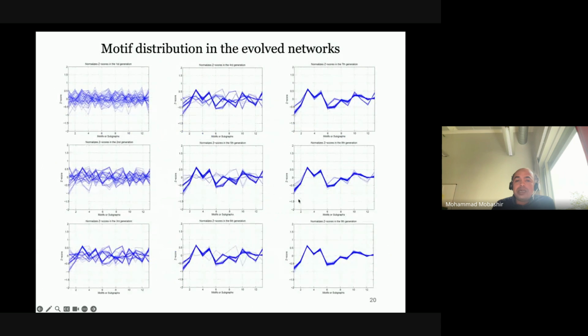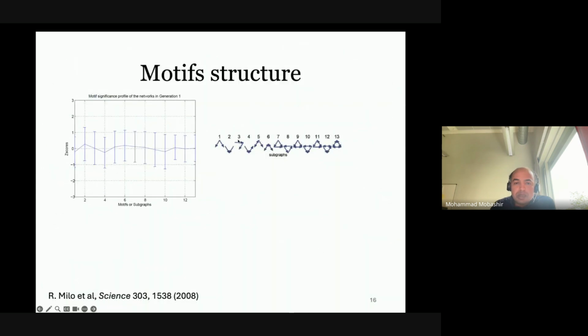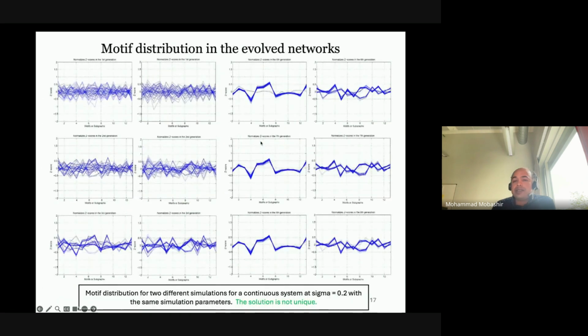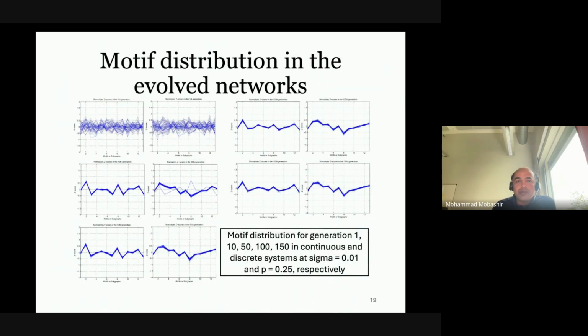So what could we say in general from this? Here I'm saying these are much higher values, and the pattern remains the same for all three generations. This is motif number 3, and this is motif number 5. What does it mean, 3 and 5? It means that these two motifs have higher significance in these evolved networks. This is how we analyze the evolved network motifs.